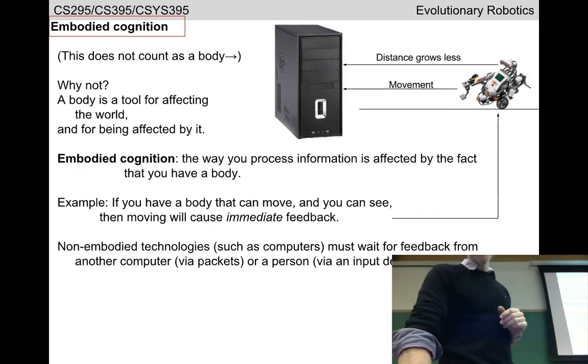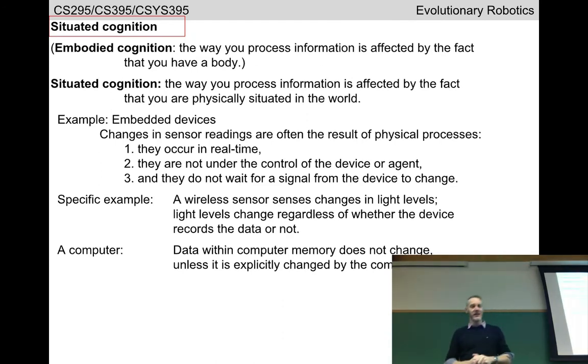Okay, that's embodied cognition. There is a related idea called situated cognition. And this is the idea that you are situated in the world, so similar to embodied cognition. But in situated cognition, the way that you process information is affected by the fact that you're physically situated in the world. So what does situated mean? It means that I am getting information directly from the world on my senses, right? So I have senses, a machine has sensors, information is coming in real time. So a simple example of that is an embedded device.